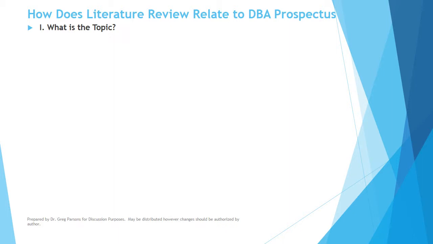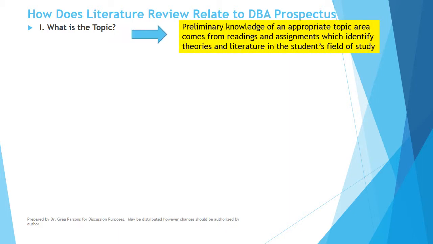First of all, what's the topic? And here, the literature review is going to provide preliminary knowledge about a particular area. Now, they may not have a complete review at this point, but as they start thinking about their topic, they should have read some of the articles. They should be familiar with some of the theories in the particular field that they're thinking of working in, and this then informs them about what are the potential topics they might want to work with.